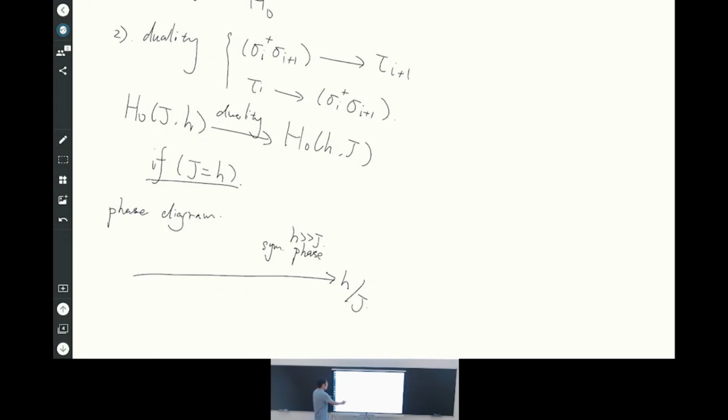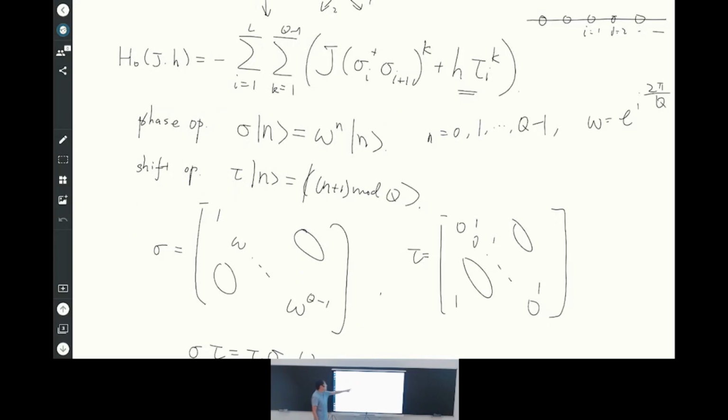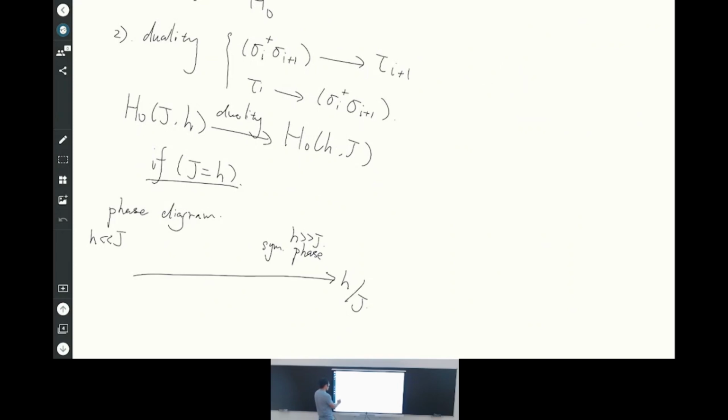In the opposite limit, H much less than J, the dominant term is the first one. This is the spin exchange interaction between two nearest neighbor Potts spins. You can think that this term will select a symmetry breaking state as the ground state. We call this the symmetry breaking phase, the spontaneously symmetry breaking phase here.